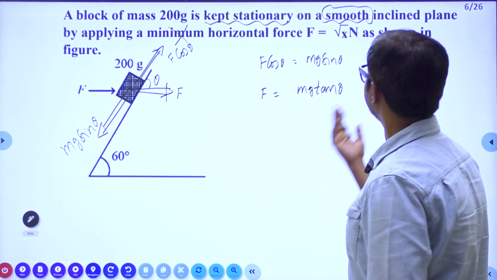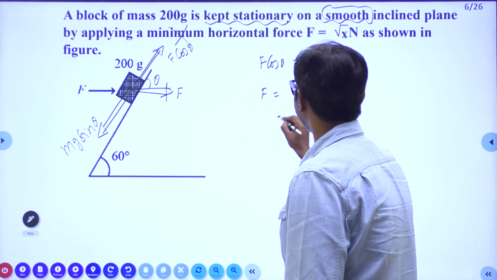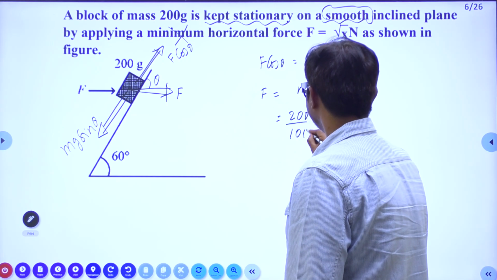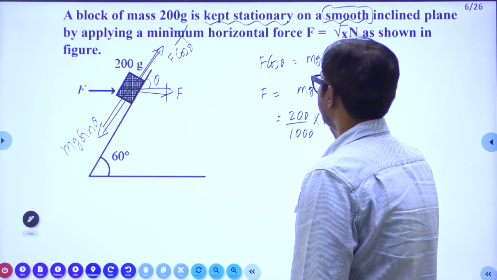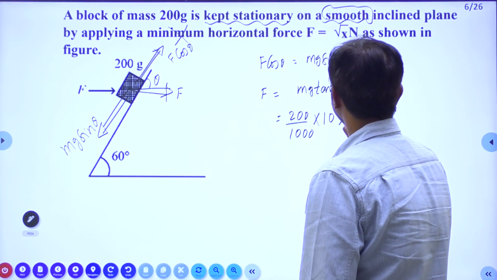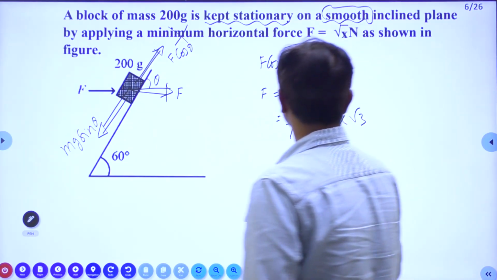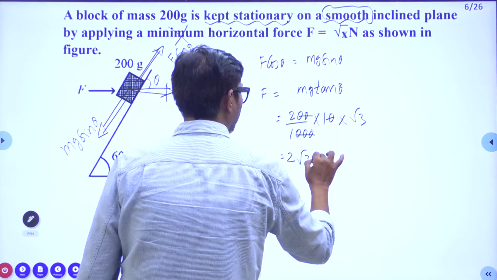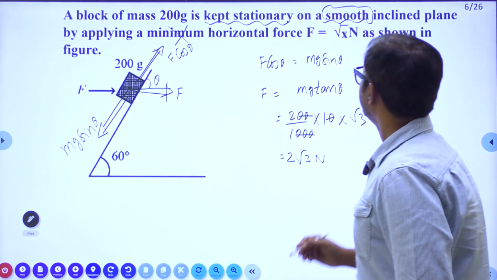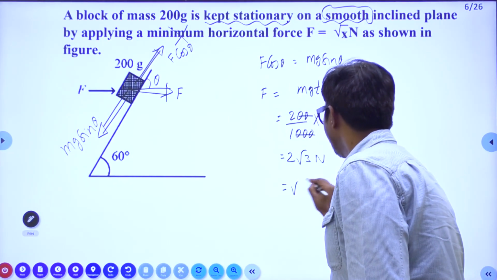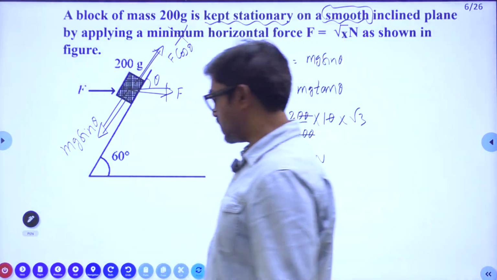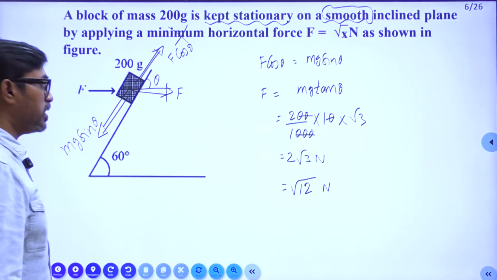Theta is 60 degrees. You can substitute there. Mass is 0.2 kg, 200 by 1000, into g 10. All right. Tan 60 is root 3. So you see that these three zeros are gone. You will get 2 root 3 Newton. That is the force there. 2 root 3 can also be written as root 12. So x is 12. That's the answer. We have it. I hope it's very simple.